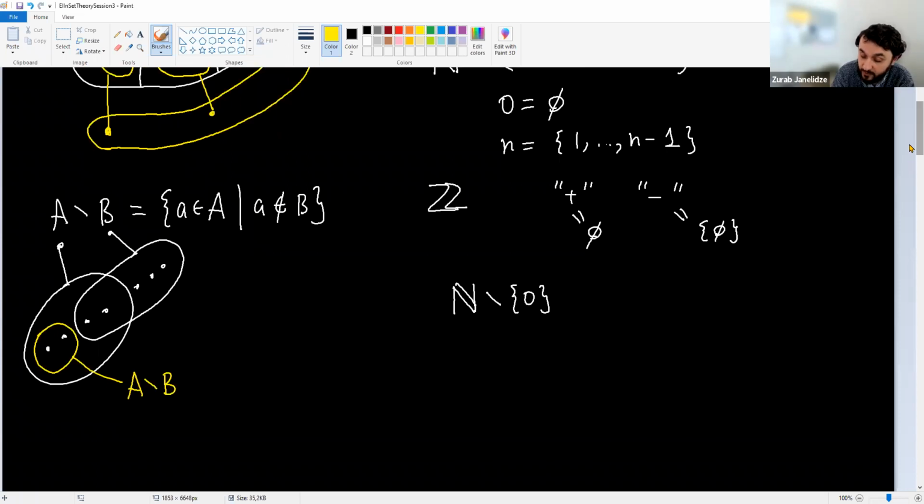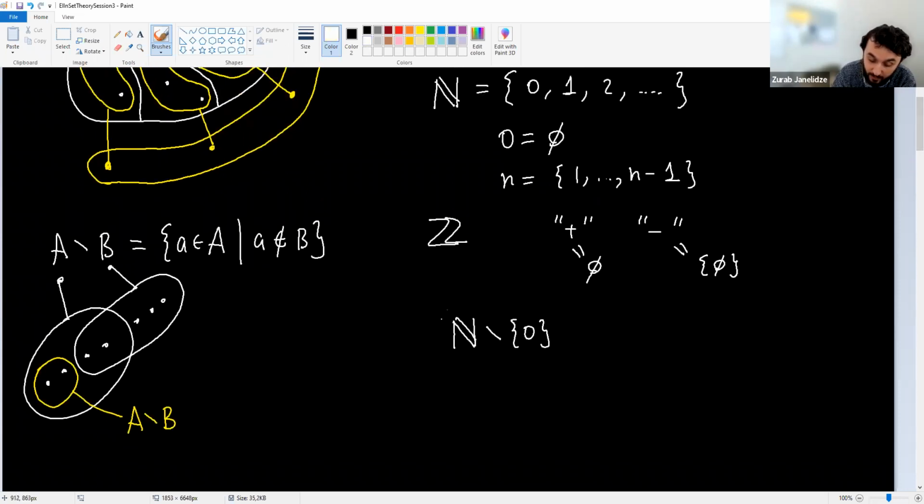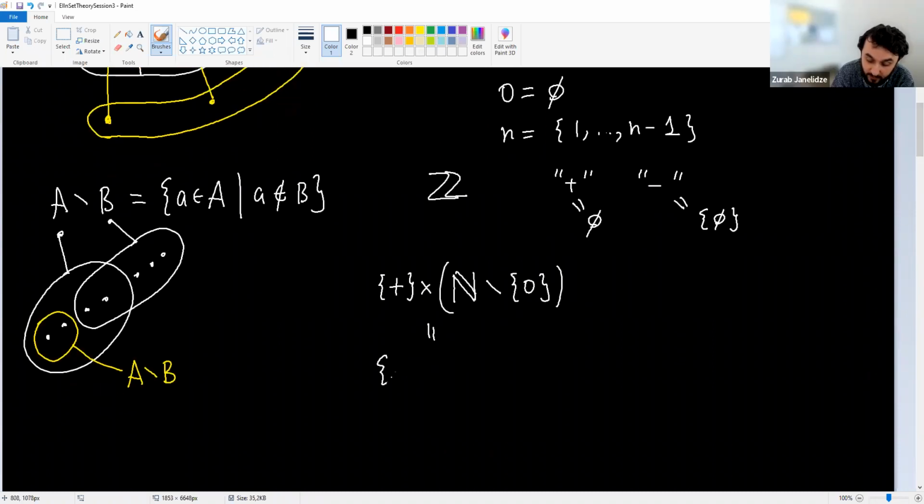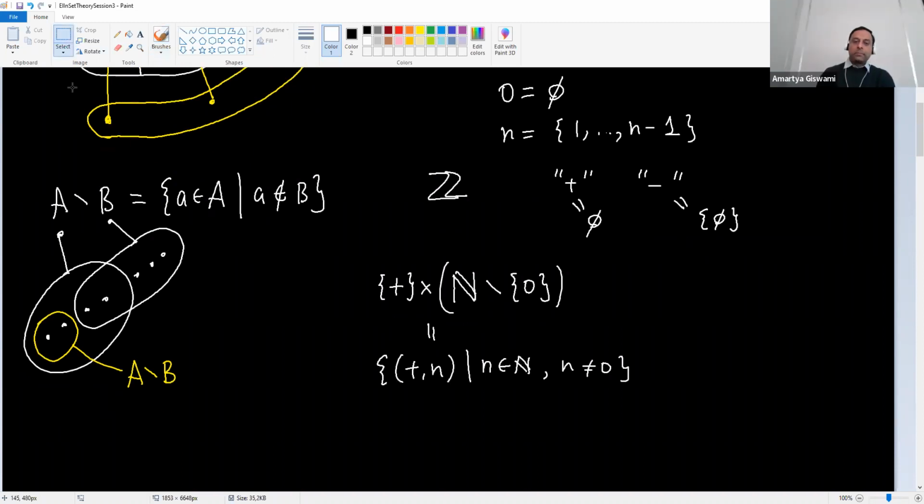So we remove from natural numbers the number 0, and then we take the Cartesian product of that with the symbol plus. So this is how we can think of positive integers. It is the Cartesian product with a set whose element is plus, so it's a singleton set. The elements of this set will be ordered pairs (plus, n), where n is a natural number and n isn't equal to 0.